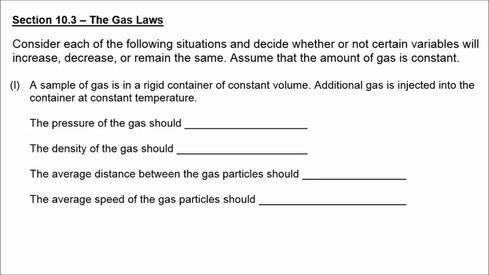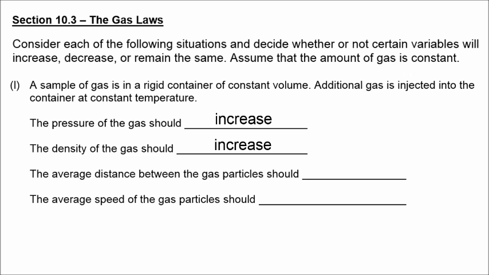In this next example, what is going to be constant is the volume and the temperature. So what's changing are the amount of gas and the pressure. If we pump additional gas into that rigid container, the pressure should increase because we have more collisions with the walls of the container. The density should increase because we have additional mass of gas for the same volume.